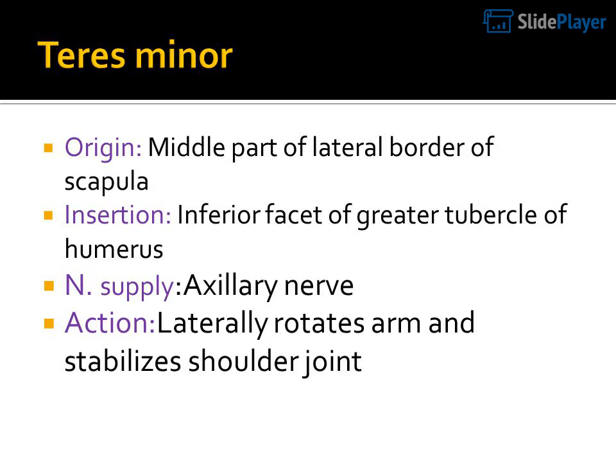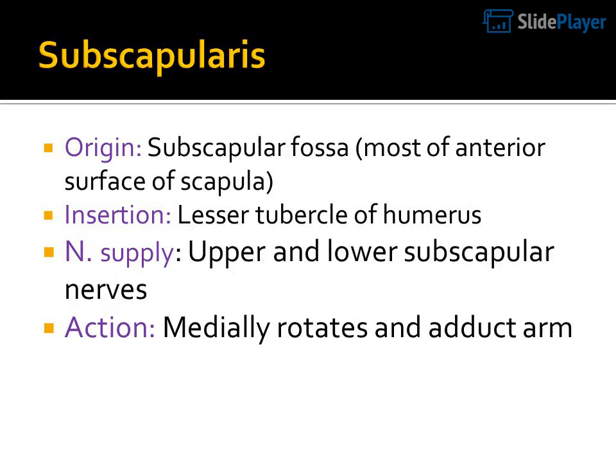Teres minor and supply, axillary nerve. Origin, middle part of lateral border of scapula. Insertion, inferior facet of greater tubercle of humerus. End supply, axillary nerve. Action, laterally rotates arm and stabilizes shoulder joint.